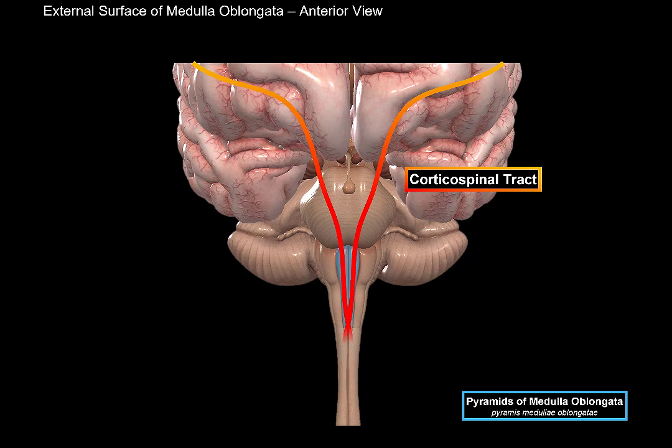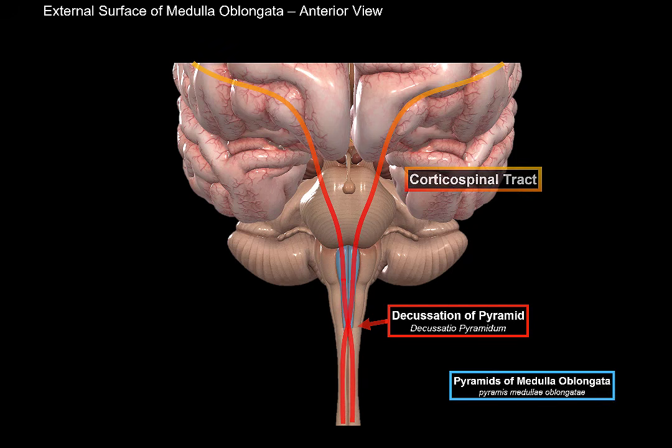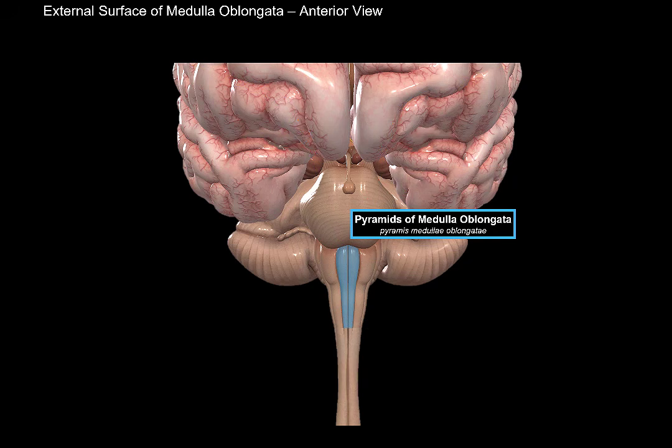Now, a majority of these fibers from the corticospinal tracts will decussate at the lower border, forming the decussation of pyramids. And we will talk more about that when we talk about the internal surface of the medulla. I'll just mention it now to give you something to remember the pyramids with. Alright. Now, laterally to the pyramids, you will find the olives of the medulla, which contains the olivary nucleus.